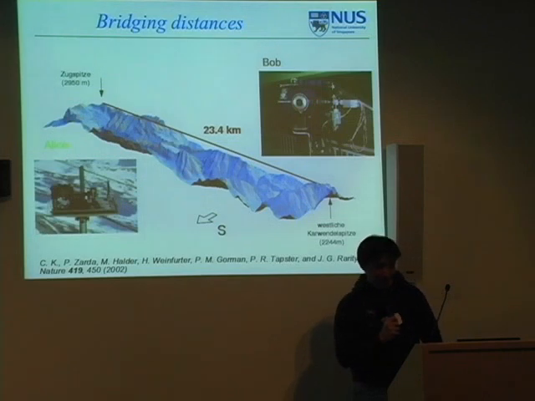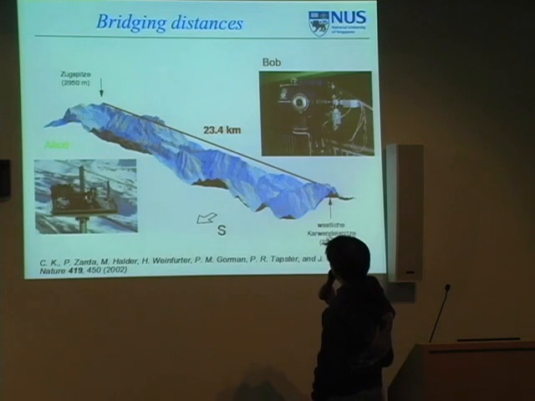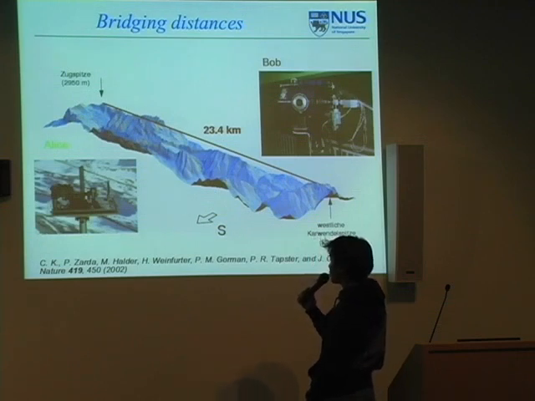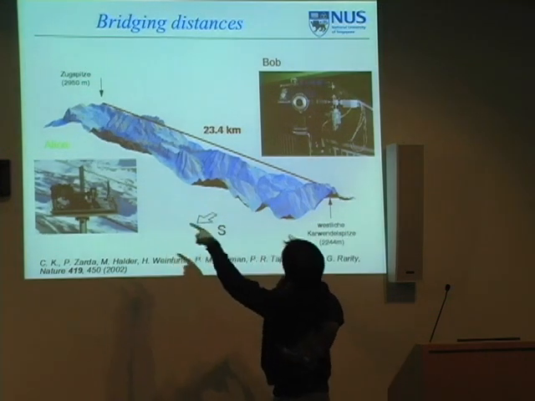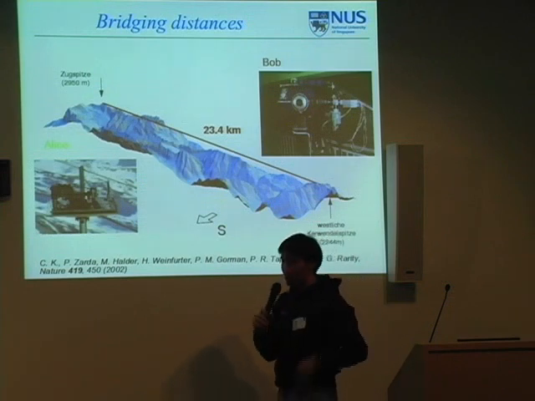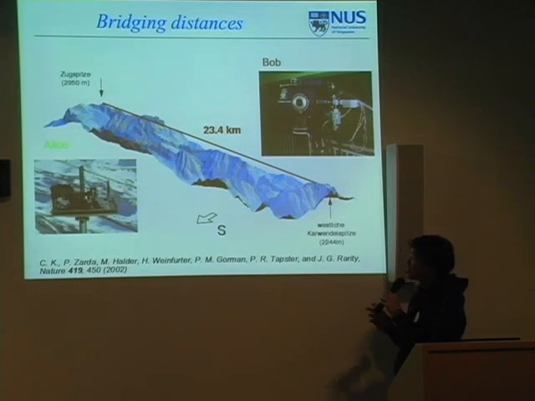Now the thing about this system is that it's quite robust, and people have actually done long distance quantum key distribution in this way. This is a result from 2002, where some guys put, now I can't remember which side Alice was, I think Alice was at the mountaintop and Bob was in the valley. And they managed to send single photons across 23 kilometers, and they could actually reconstruct an encryption key.